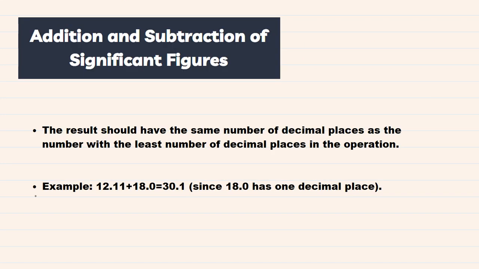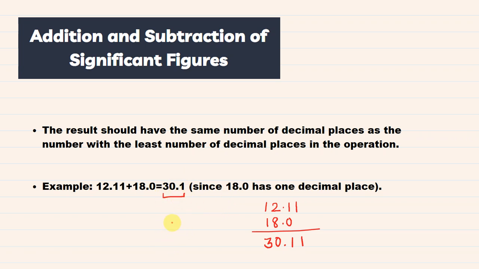Now, let's learn about addition and subtraction of scientific figures. We are given an example. We will take this example as a reference and try to understand the concept. Here we have 12.11. We need to add it to 18. On addition, we are getting the answer as 30.11. But here you can see the answer is given up to one decimal place.